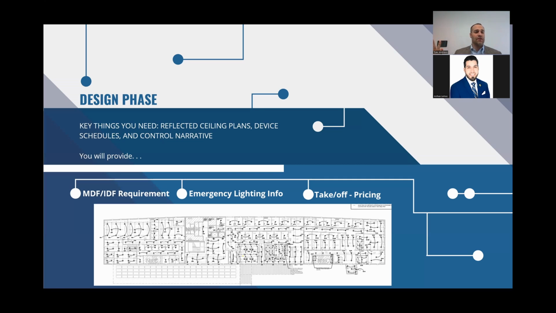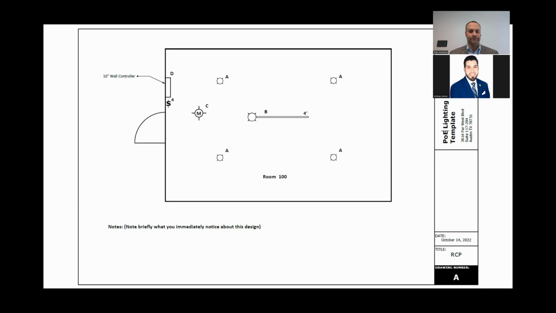And then ideally, you're going to get a controls narrative. If you're not given a controls narrative, you're going to need to come up with one, because that's how you're going to program the system. Without a controls narrative, even if it's a very basic, very simple one, you need to have some controls narrative.